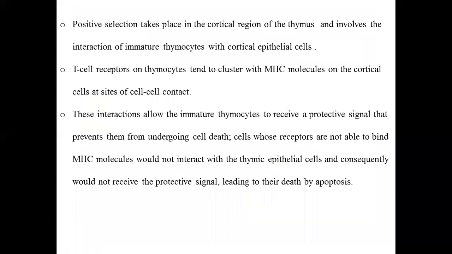So what is positive selection? The interaction allows the immature thymocytes to receive a protective signal that prevents them from undergoing cell death. Cells whose receptors are not able to bind the MHC molecules would not interact with the thymic epithelial cells, so they consequently would not receive the protective signal, and that leads to their death by apoptosis.